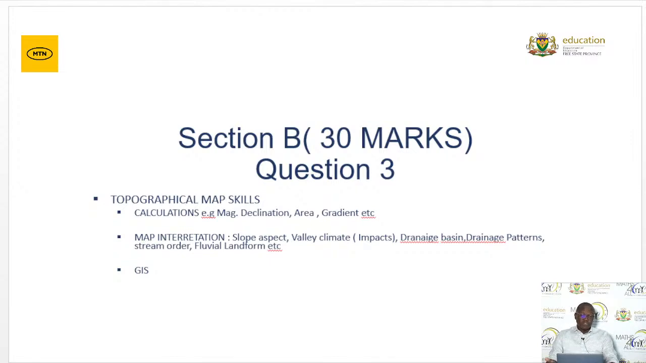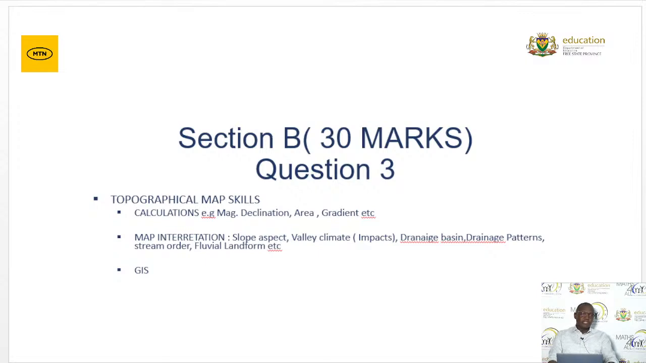calculations given there. If you are saying magnetic declination, you must be able to calculate the magnetic declination. If you are saying area, one must be able to calculate the area. Gradient, one must be able to calculate the gradient. Vertical exaggeration, one must be able to calculate vertical exaggeration, which is very important. And then the other one is map interpretation.